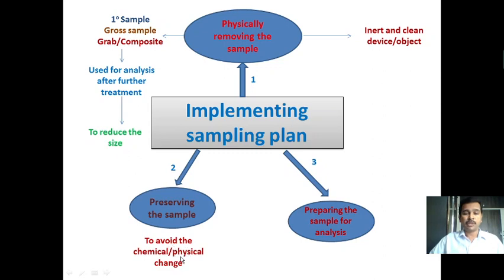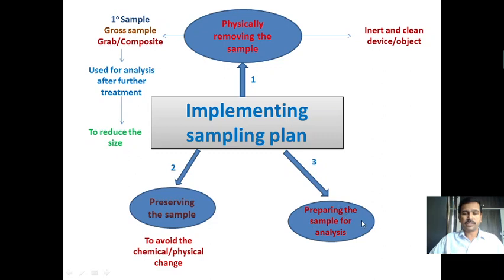The physical or chemical changes of the sample, or the physical or chemical changes of the analyte state present in the sample, have to be avoided by proper preservation of the sample. So preservation is very important in order to avoid either physical or chemical changes of the analyte. And the third important step is, once the sample is preserved, we have to prepare the sample for analysis.